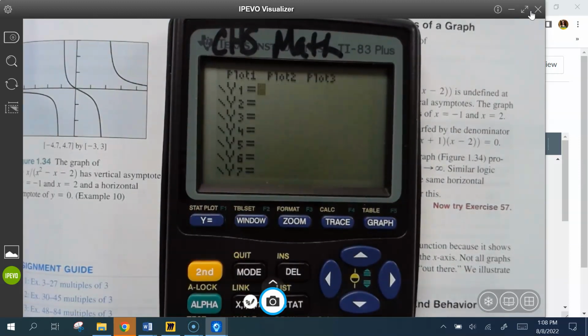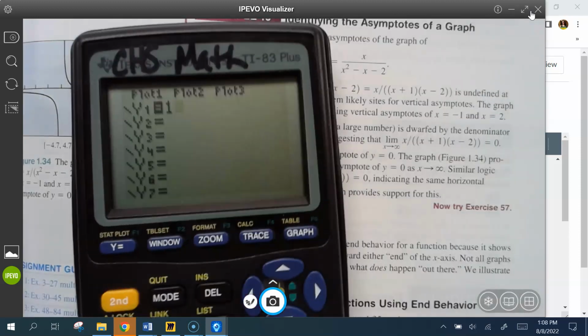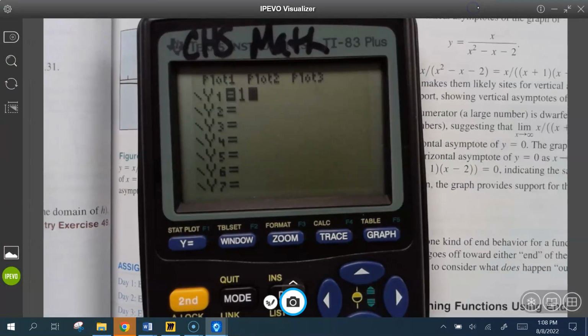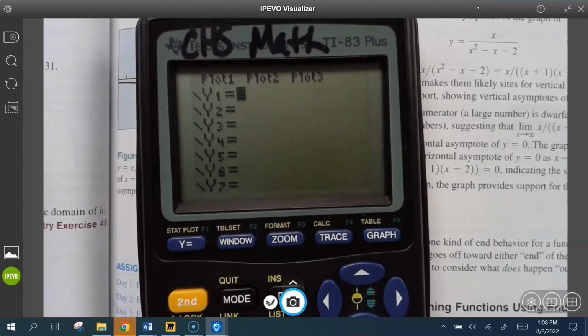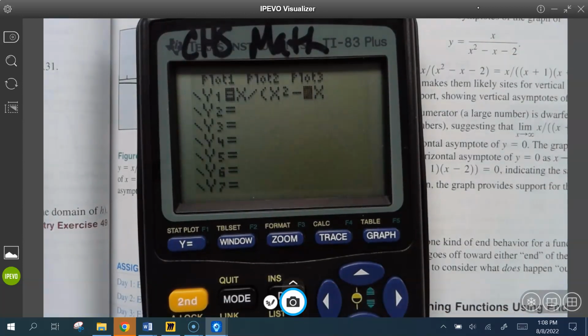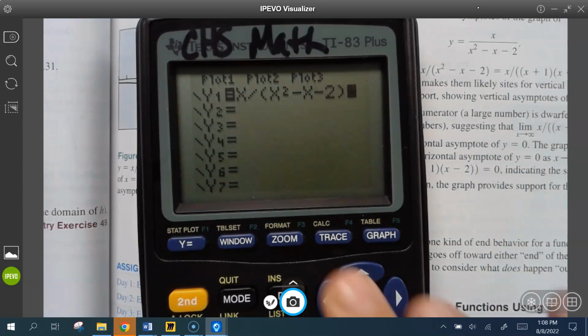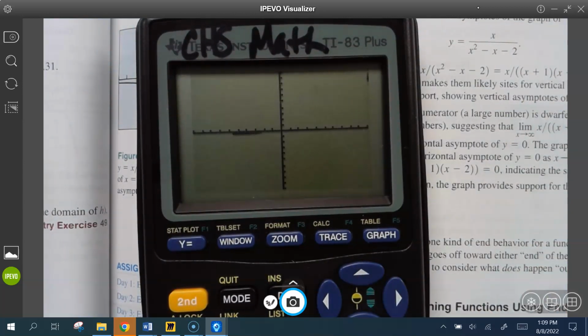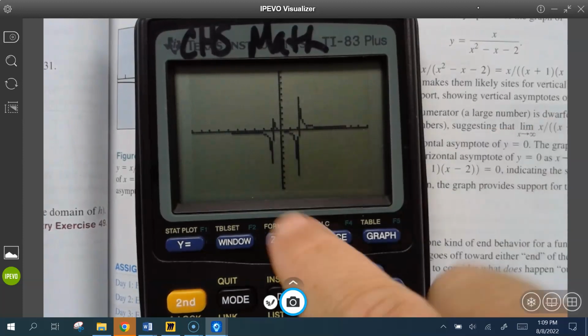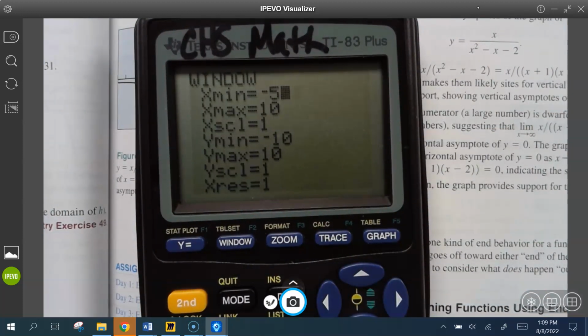Y equals, and I'm going to input this. What do I have? X over X squared minus X minus 2. I should have one horizontal asymptote at 0. Remember, my calculator's a little funky. Let me zoom in a little bit for you. Let me go -5 to 5.